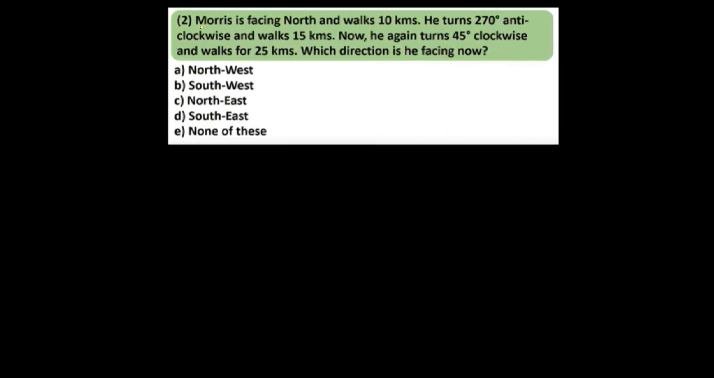Morris is facing north. So let's draw the diagram, and this is Morris and he is facing north and walks 10 kilometers. Okay, so let's assume that it starts from this particular point and he moves to the north. So he has moved 10 kilometers. Now he turns 270 degrees anti-clockwise. So anti-clockwise is this direction, and we know that 270 is 90 plus 90 plus 90.